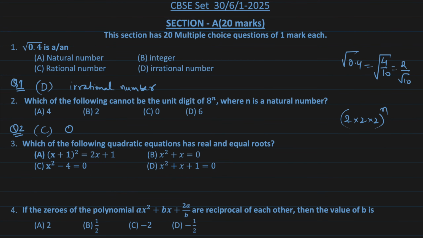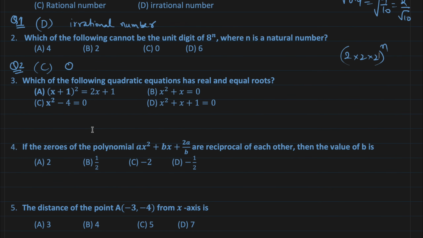Because you can have 2, 4 also, right? And if I make one more 2, it will become 16, so 6 will also come. So only 0 cannot be there, right? Now question number 3.